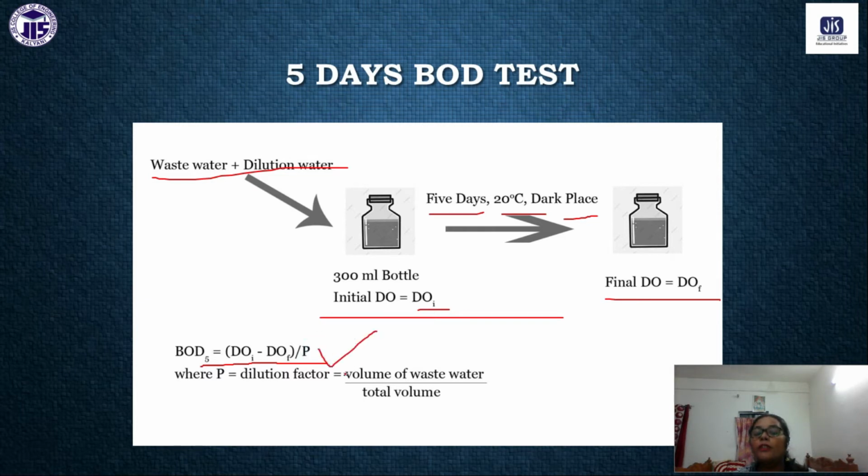So at that time the BOD will be DOI, dissolved oxygen initial, minus DOF, dissolved oxygen final, divided by P. What is P? P is the dilution factor. As we have diluted our sample, we have to incorporate the dilution factor, that is P. P value is volume of wastewater divided by total volume. As we have taken here 300 ml, that means the total volume will be 300.